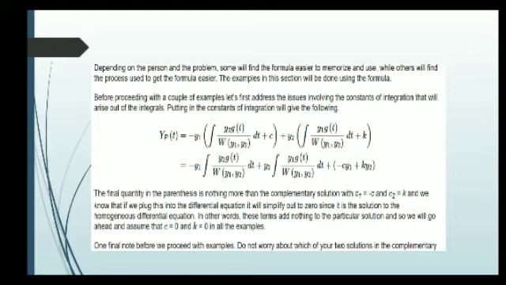The final quantity in the parentheses is nothing more than the complementary solution, where c sub 1 equals negative c and c sub 2 equals k. And if we plug it into the differential equation, it will simply go to 0 since it is the solution to the homogeneous differential equation. In other words, these terms add nothing to the particular solution, and so we will go ahead and assume that c equals 0 and k equals 0 in the examples. One final note before we proceed with examples: do not worry about which of your two solutions is which.